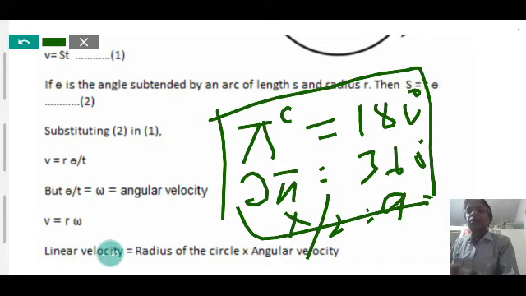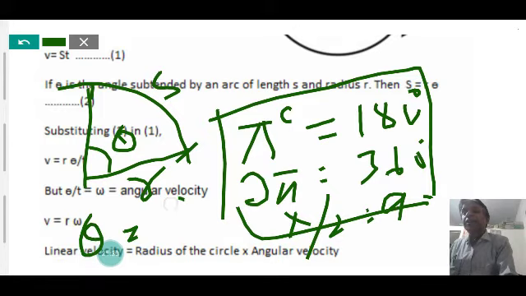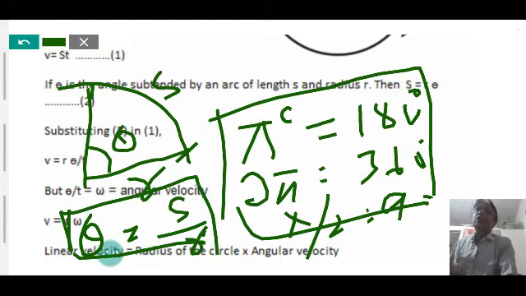Also, one important expression in radian measure: when S is the length of arc of a circle, and the angle subtended at the center is theta in radian, and the radius is r, then theta may be expressed as S by r. These two expressions we use to understand the angular velocity and the linear velocity of an object moving in a circular path, and the relationship between them is given.